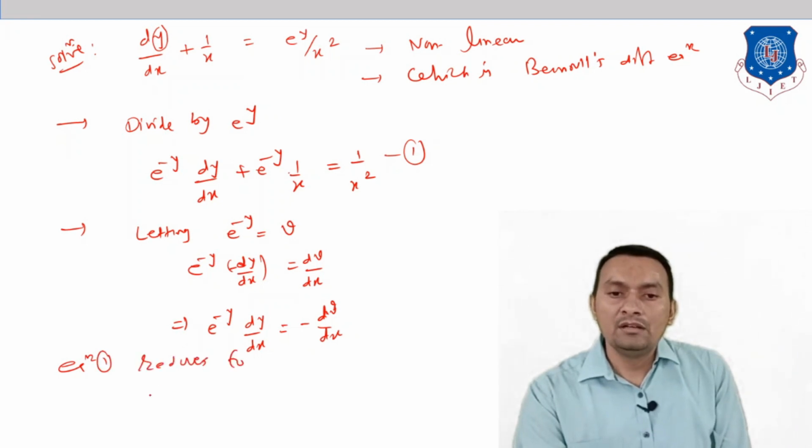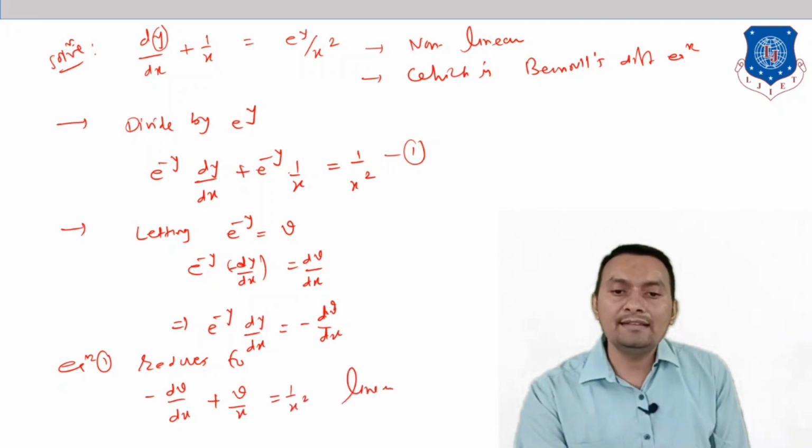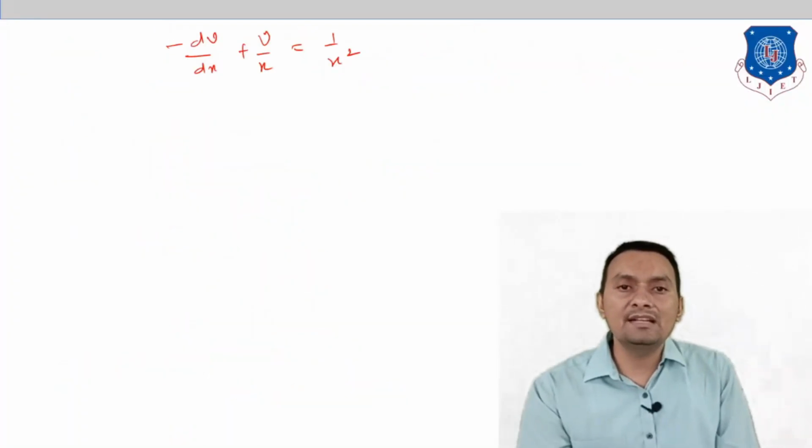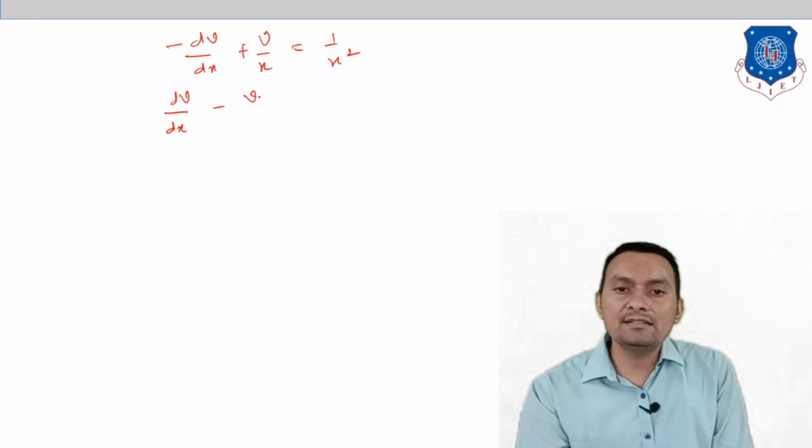Therefore our equation number 1 reduces to minus dv by dx plus v divided by x is equal to 1 by x square, and this is exactly a linear differential equation. So let us write here minus dv by dx plus v by x is equal to 1 by x square. Again this is linear, but I want the coefficient as plus 1, so I will multiply by minus 1. So I will get here dv by dx minus v by x is equal to minus 1 divided by x square, and this is linear.